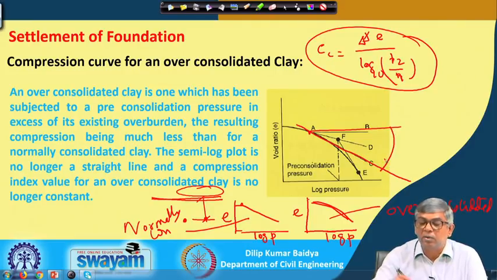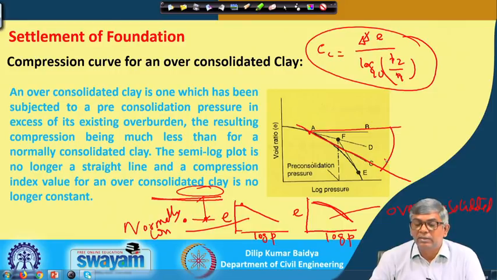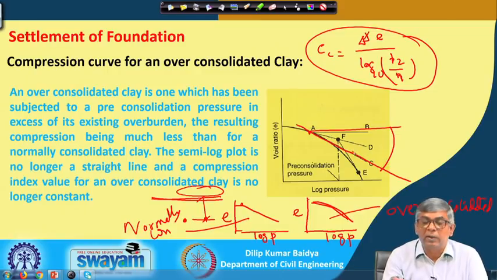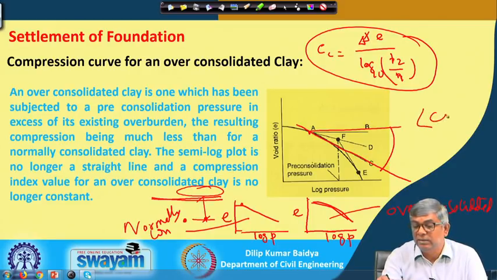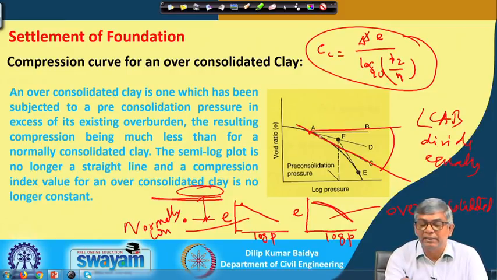So, it has got an angle between AB and AC. Then what you have to do? You have to divide this angle equally and draw another line. Suppose dividing this angle, angle CAB, you can divide equally by line AD. You can draw the line AD.